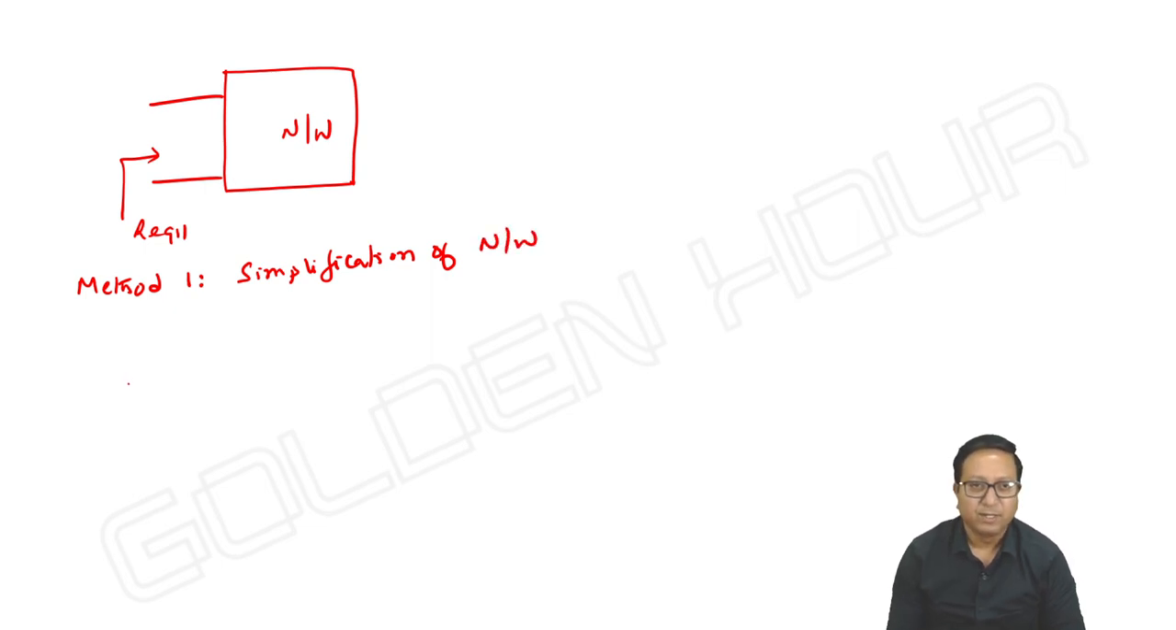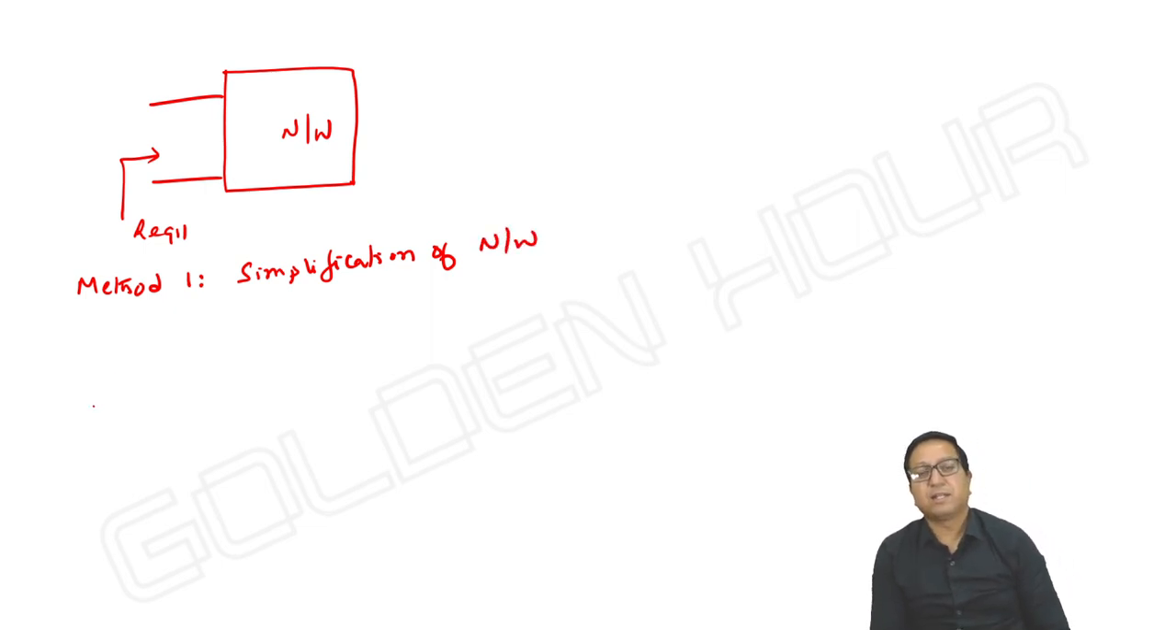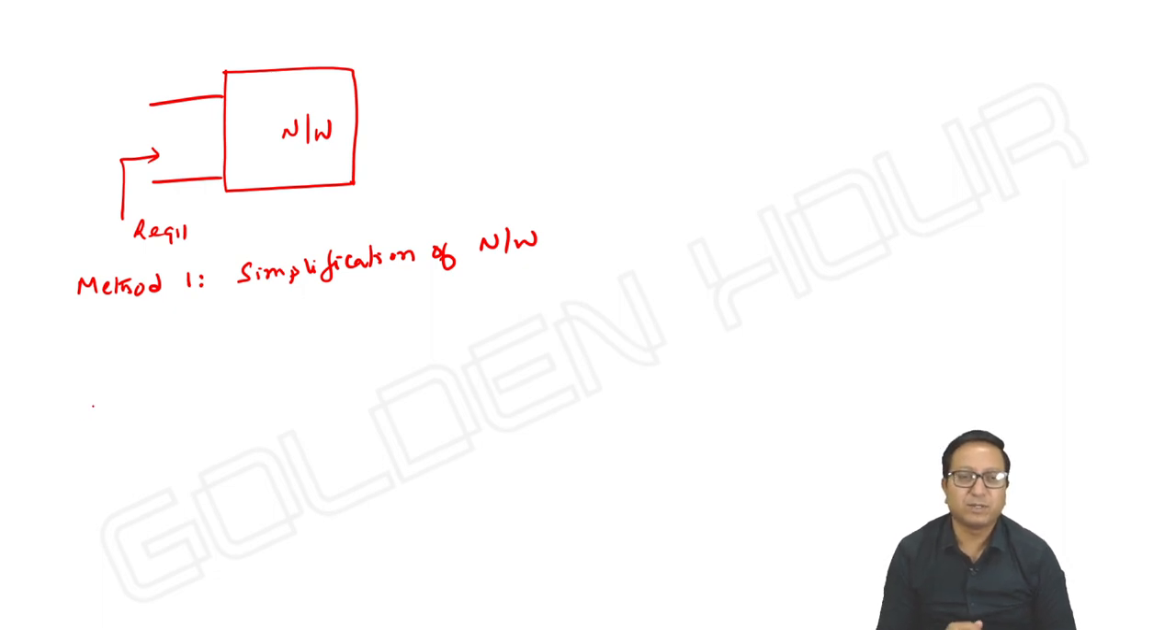First, two resistors in parallel have an equivalent of R1 R2 by R1 plus R2, and two resistors in series give R1 plus R2. We make use of star-delta conversions and some techniques to simplify the circuit, and finally we come up with a single resistor. That is method 1, where there are no dependent or independent sources in the circuit.